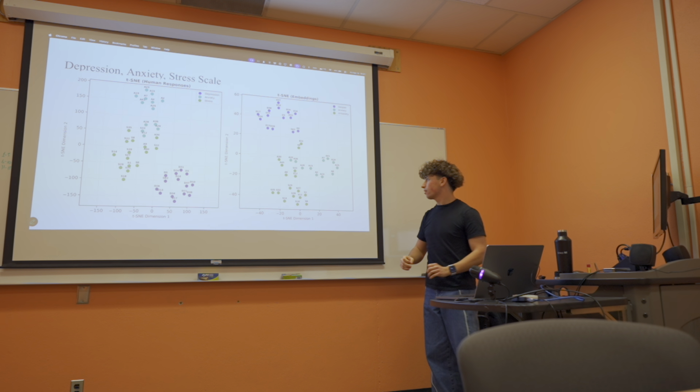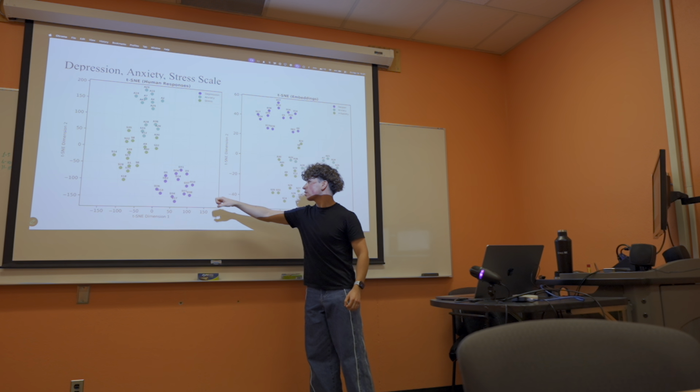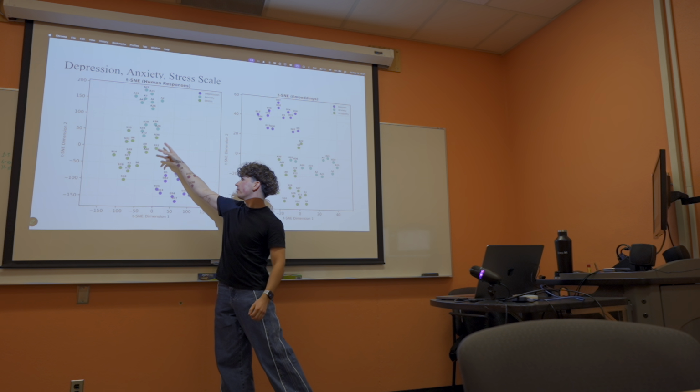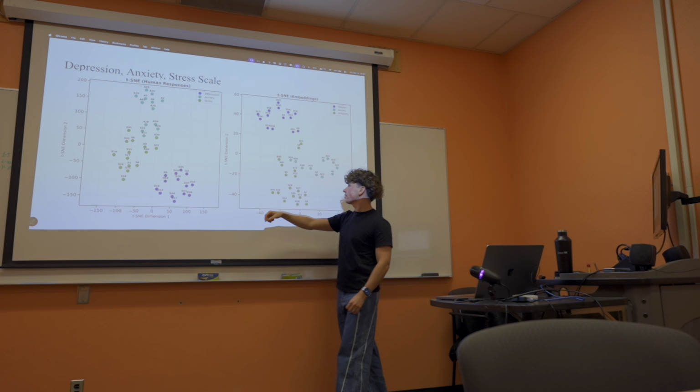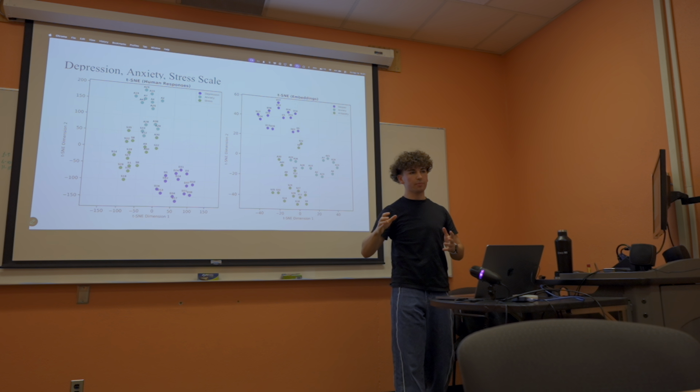Also cool is that both have, in this case, depression as a very isolated cluster. It's like very far away, whereas anxiety and stress are kind of intertwined. And you see that here too with the LLM data. So it captures also the ambiguities in the scale, not just the separations.